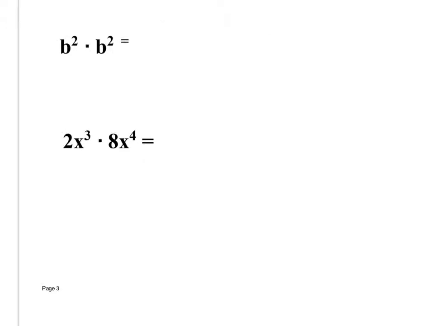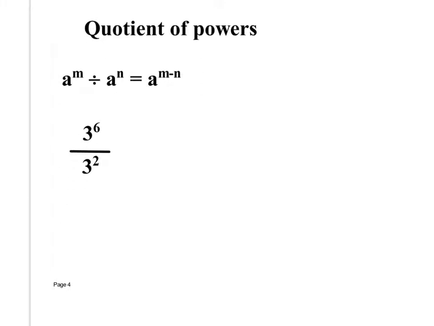B squared times b squared would be what, Jane? B to the 4th. Now here, 2x cubed times 8 x to the 4th. If they're just regular numbers like 2 and 8 here, you multiply them. What's 2 times 8? 16. Okay, and then you multiply the bases of x, which means when you multiply bases, you add the exponents. So this is 16 x to the 7th. Any questions?